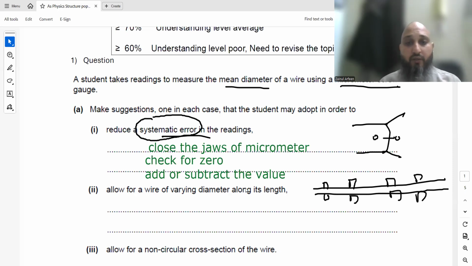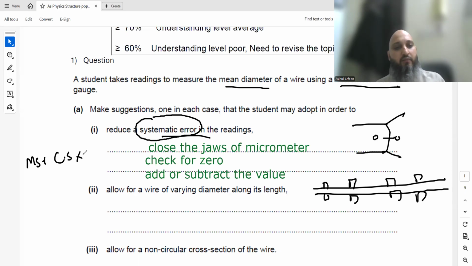Now, how to read a micrometer, I will explain that. It's not like you just directly add the values of the main scale and the circular scale. There's a formula for that. If you want to read a micrometer, it is the main scale reading plus the circular scale reading times 0.01. That will give us the reading on the micrometer.